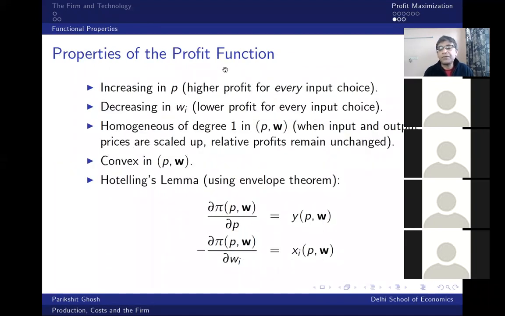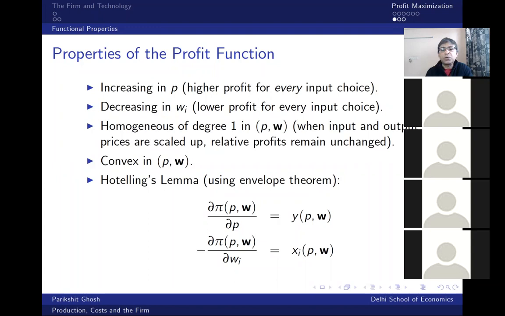Properties of the profit function as defined in the previous slide. Okay, so the profit function has to be increasing in the price of output. That's very easy to see. Okay, there's a very straightforward argument which will establish this.